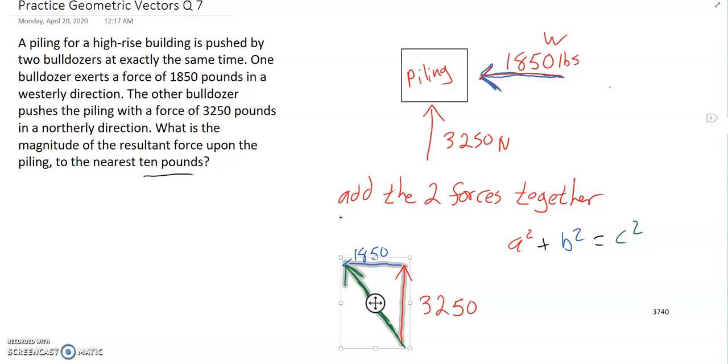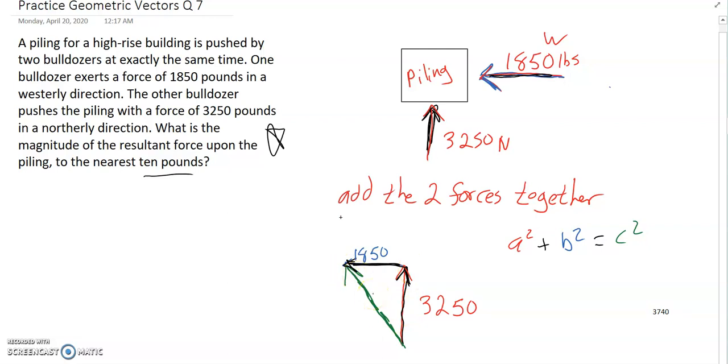We have a piling here that has a couple of bulldozers pushing on it. The first one is pushing in a west direction, 1,850 pounds. The other one is pushing in the north direction, 3,250 pounds. And it asks, what is the magnitude of the resultant force? So all we have to do is add these two forces together and figure out what the magnitude is. So if we add these two forces, we have our 3,250 right here, added to the 1,850, and we get the green resultant vector here.